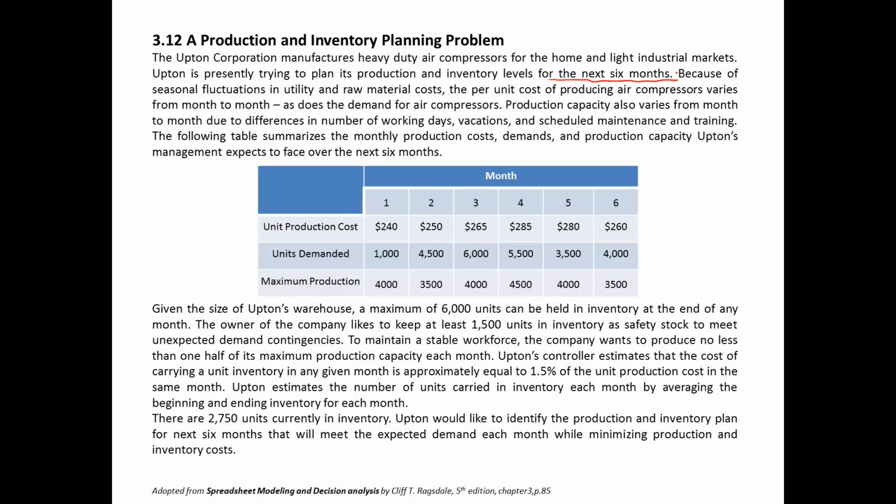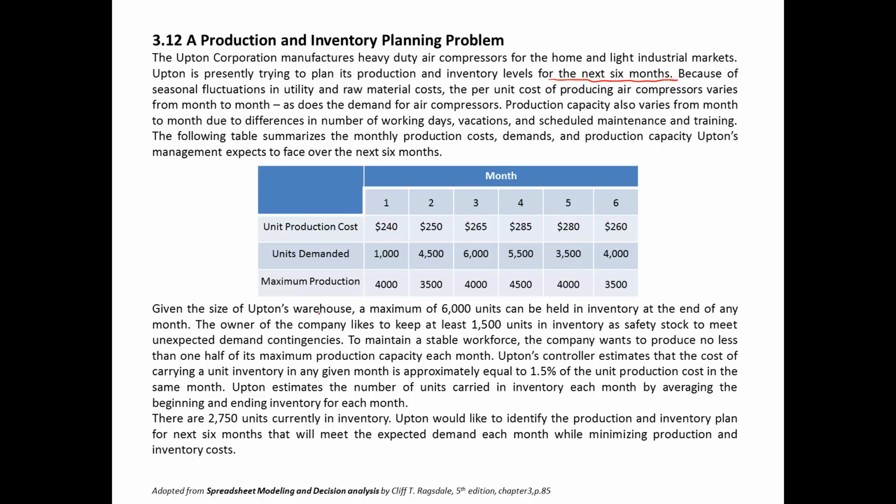Because of seasonal fluctuations in utility and raw material cost, the unit costs of producing and the demand vary from month to month, as you can see from this table here. And production capacity also varies from month to month due to differences in number of working days. So that's here, the maximum production capacity shown. Okay, and so this table summarizes all those 3 different things: the unit production cost, units demanded, and the capacity in each of the months. Okay.